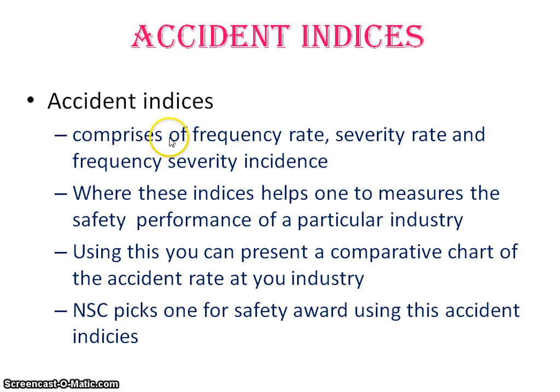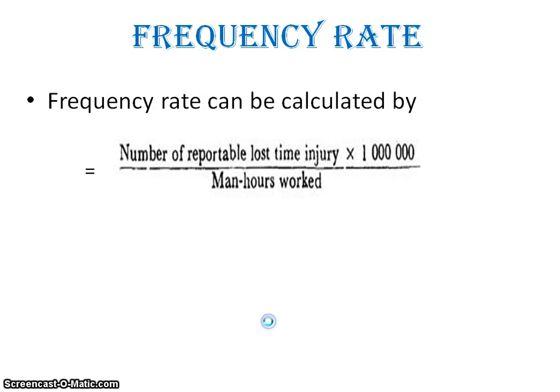Accident indices comprise frequency rate, severity rate and frequency severity incidence, where these indices help one to measure the safety performance of a particular industry. Using this, you can present a comparative chart of the accident rate at your industry. And the National Safety Council picks one for the safety award using these accident indices.